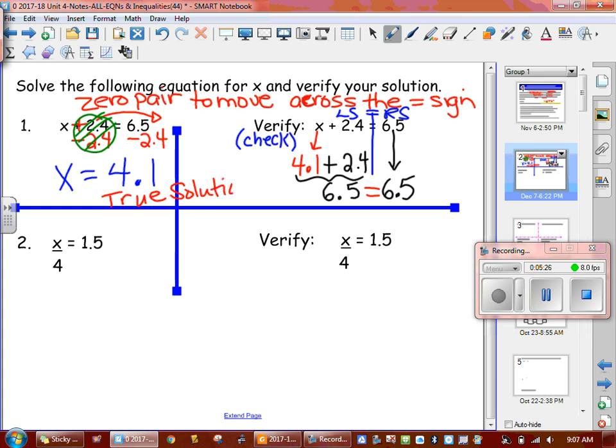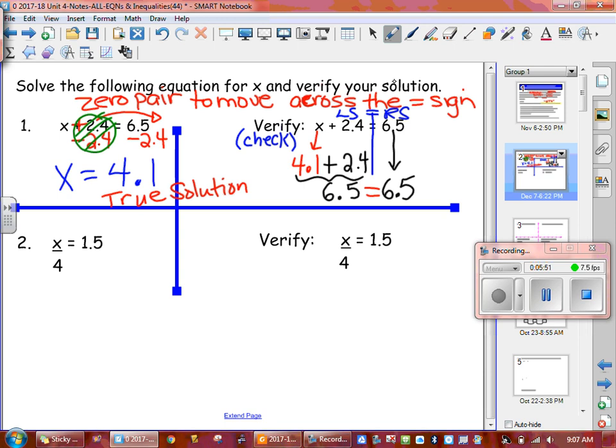Sometimes our left side doesn't equal our right side. You're going to deal with questions like that in grades 10, 11, and 12, okay? For now, we're going to deal with questions where our left side does equal our right side, okay? So again, we used an opposite operation. We brought our 2.4 across the equal sign by making a zero pair, and then we checked our solution to see if the left side equals the right side.